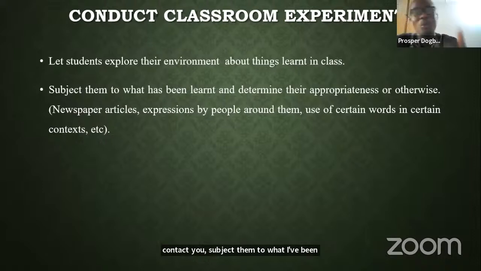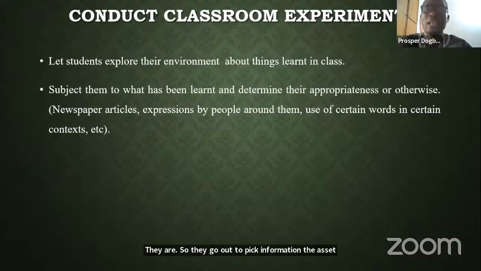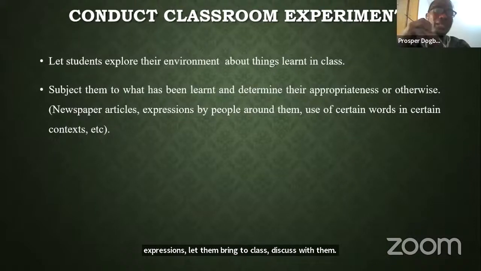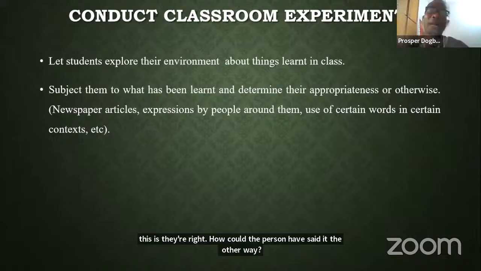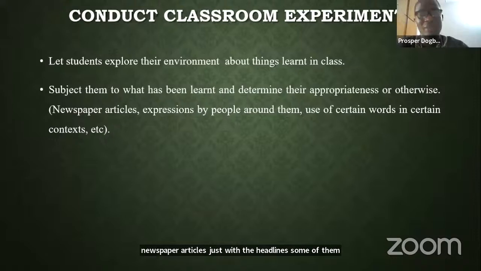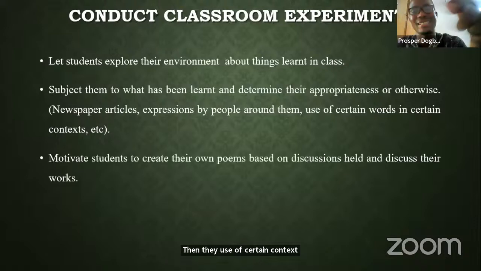So they go out to pick information. They are sitting in the taxi, they are listening to what people say, certain expressions. Let them bring them to class and discuss with them. So this, is it right? How could the person have said it in the other way that would be right? Let them gather information from newspaper articles, newspaper headlines. Some of them can be very ambiguous. Let them bring those statements to class. Discuss with them expressions made by people around them, and the use of certain words in certain contexts. Doing all this is an experiment that you are conducting as a language teacher.